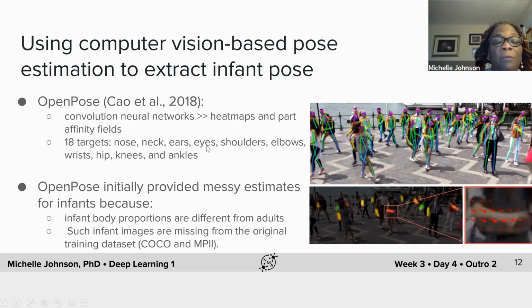OpenPose initially provided really messy estimates for our infants. We first started by using the algorithm straight off the GitHub site. And what we discovered was that this algorithm was trained for the COCO dataset and the MPII dataset. And because of how it was trained, it wasn't able to accurately detect the infant body proportions, which are different from the adults. And so as a result, we needed to retrain our algorithm.